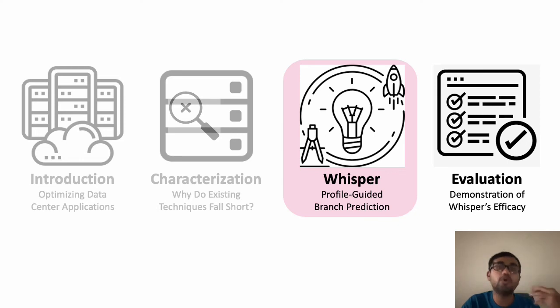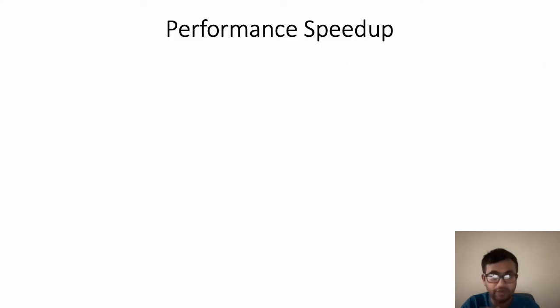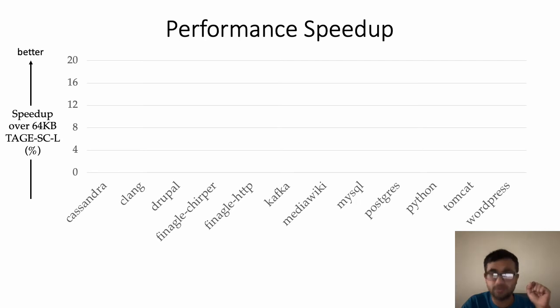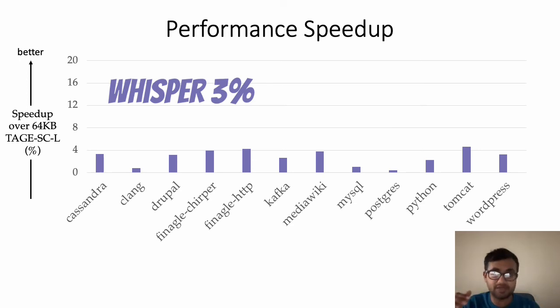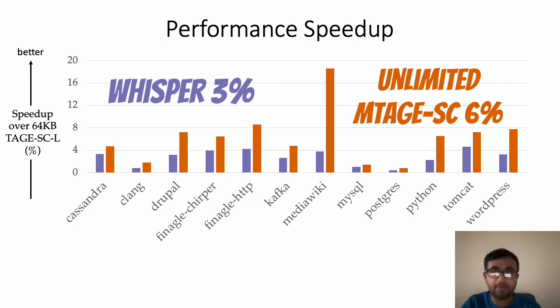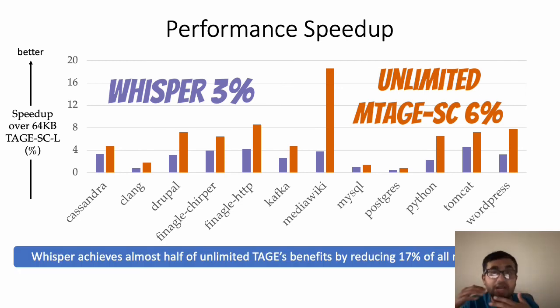Next, I will briefly describe Whisper's evaluation. To validate Whisper's effectiveness, we measure how much performance speedup Whisper provides over the 64 kilobyte TAGE-SC-L baseline. This baseline predictor combines the benefits of both state-of-the-art prediction techniques, TAGE and perceptron. We show this speedup on the y-axis, so higher is better. Across 12 data center applications, Whisper achieves an average speedup of 3%. In comparison, TAGE-SC-L with unlimited storage, which is almost a theoretical upper bound, achieves an average speedup of 6%. In other words, Whisper provides almost half of the unlimited predictor's benefits by reducing 17% of all mispredictions.